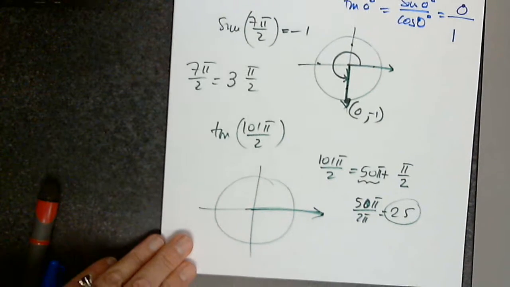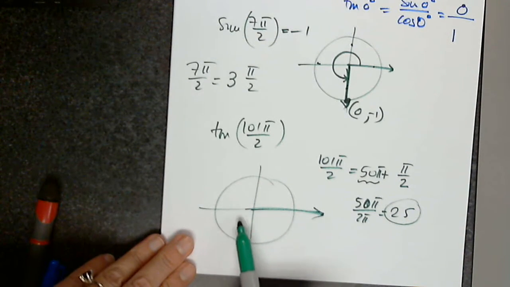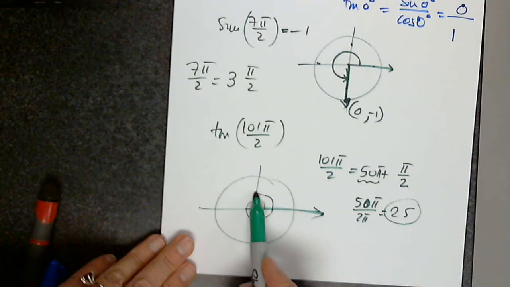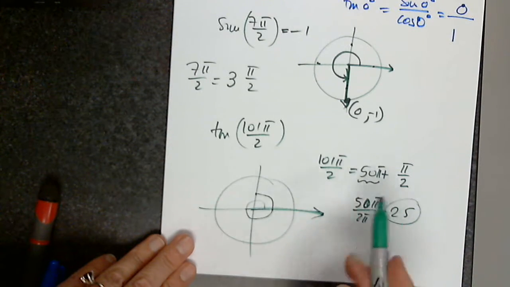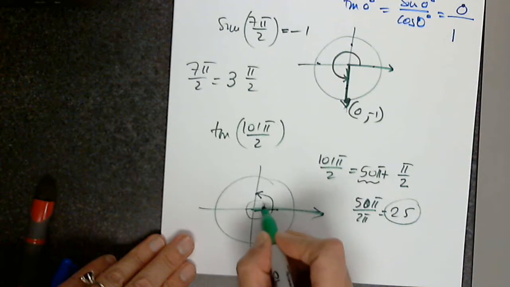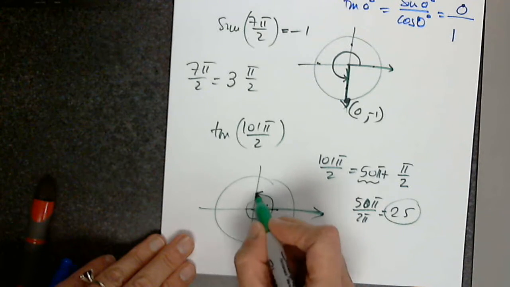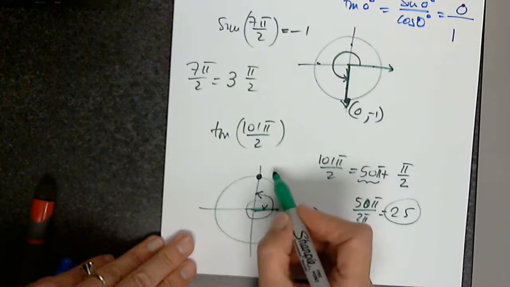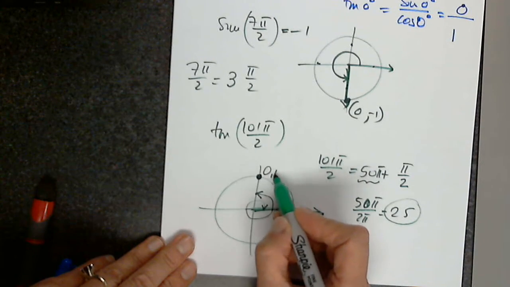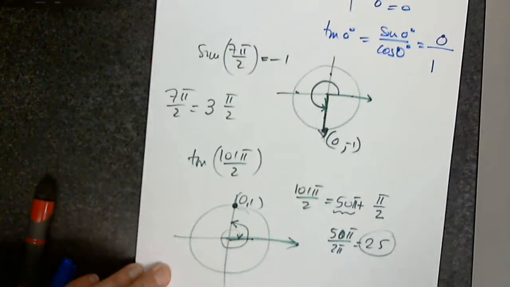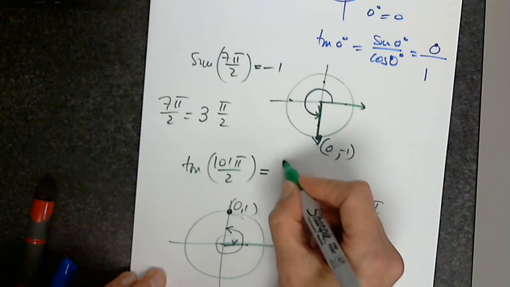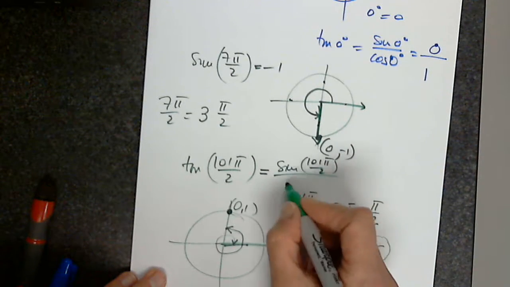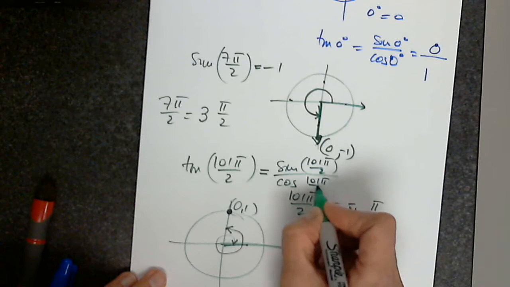So I start here on the x-axis and I go around the circle 25 times. When I'm done with the 25th, I still have to go 1 more pi over 2. So it ends here. It starts here, 25 times plus pi over 2. So what are the coordinates of this point? Good. I have no idea what tangent is there, but I'm going to write sine of this angle, 101 pi divided by 2, over cosine of this angle, whatever that is.